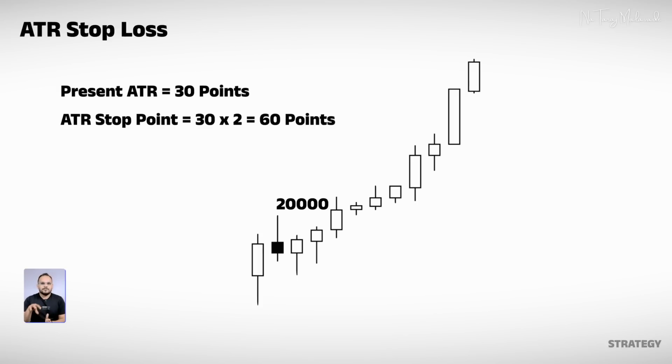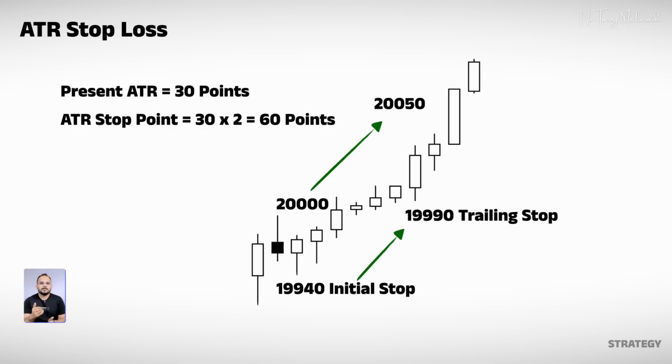If it is a long trade, we subtract this number from our entry price to set our stop loss. Therefore, our stop loss would be at around 19,940 in this case: 20,000 minus 60 is 19,940. Now let's say the market moved in our favor, around 50 points. We then recalculate our stop loss using the same method. Again, I'm assuming the ATR remains at 30 points here. We subtract 60 from the current market price, so 20,050 minus 60, and then our stop loss would be somewhere around 19,990.